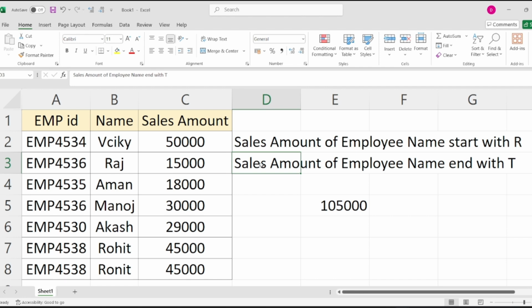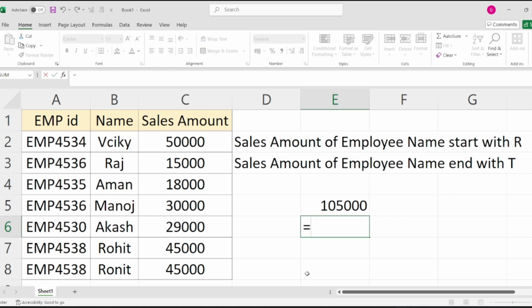Now the second question we'll try to solve. The second question is the sales amount of employees whose name ends with T. So it is totally the reverse of this formula. Now we have to calculate the total sales amount by the ending letter of the name. So the letter is T.